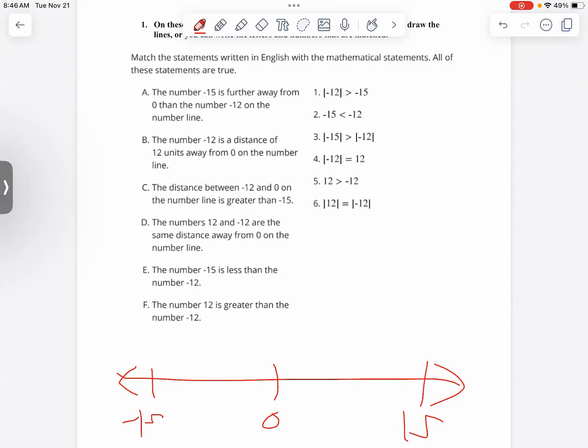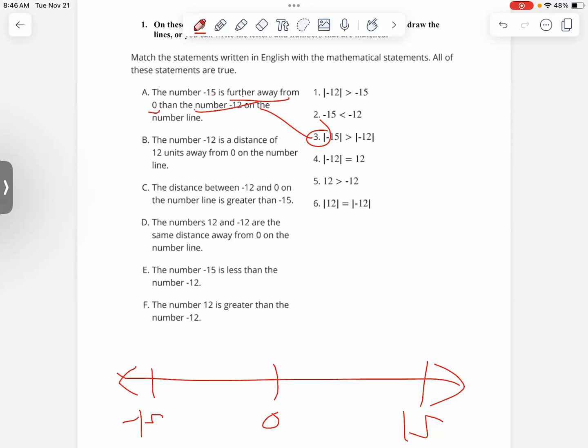So what we're doing here is literally matching the sentence with the mathematical statement. The number 15 is further away from 0 than the number negative 12 on the number line. Further away from 0 means absolute value. So the absolute value of negative 15 is greater than the absolute value of negative 12. That's what that one's saying. So 3a should be 3.